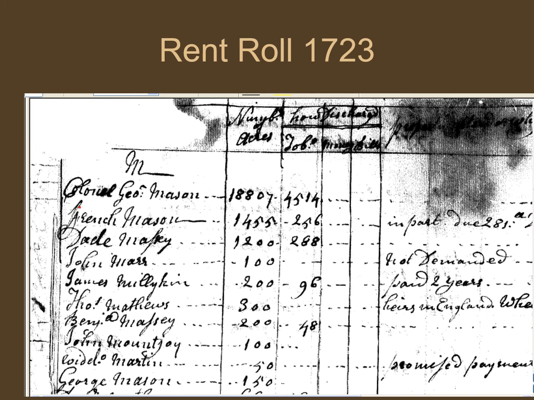Here is a sample list of names and numbers from 1723. You can see the double F in French mason. You can see the long S in the name Dade Massey. Truncated words skip some letters. The final letter is raised over a dot. See, for example, Thomas Matthews, Benjamin Massey, Widow Martin, and TOBO, tobacco, at the top of the third column.